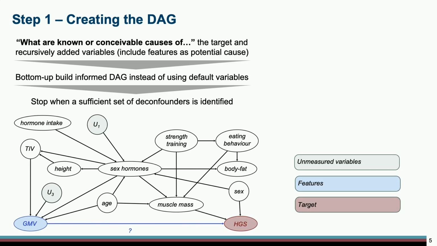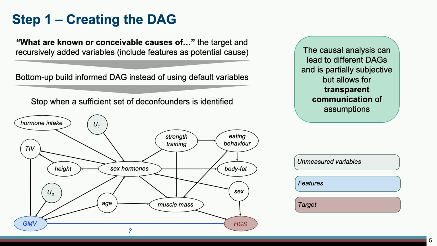Let's have a look at an example. If you were interested in gray matter volume features as our brain features and hand grip strength as a target, then this could be one example DAG for this research question. We could ask what are known and conceivable causes of grip strength, and then sex will influence grip strength. I think that's very obvious. Or muscle mass would influence that. Then you would ask what are known or conceivable causes of muscle mass, and then sex hormones or age would be causes of that again. And by that you build bottom up a DAG for your research question at hand.